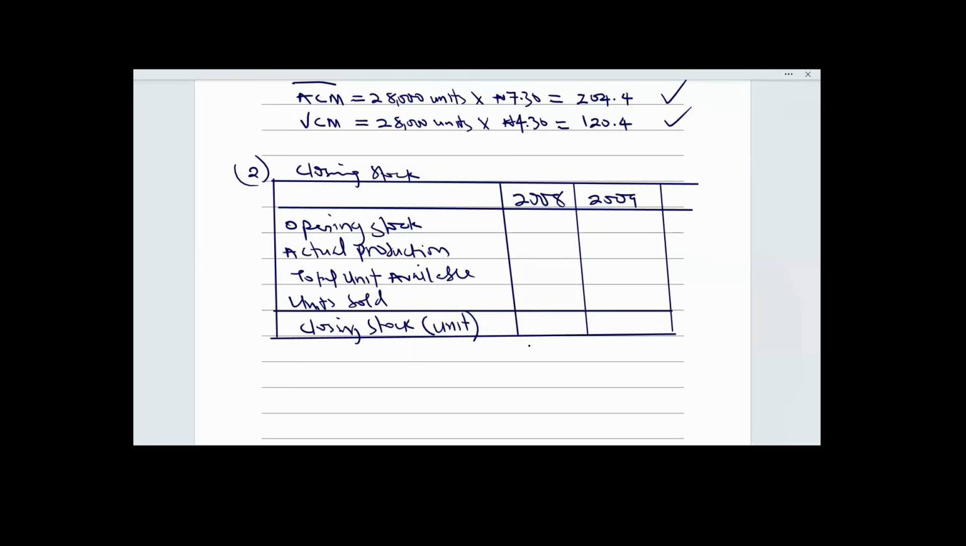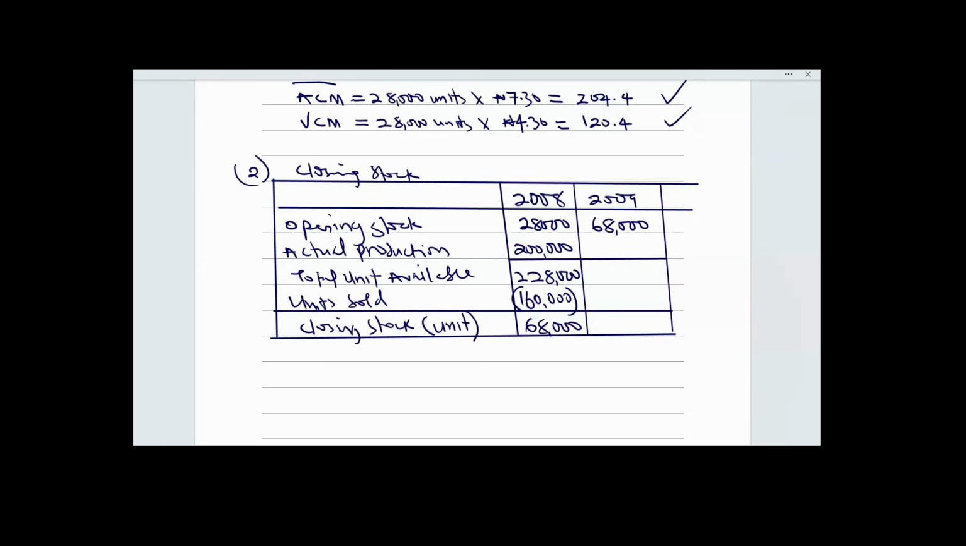In 2008, opening stock is 28,000. Then we produce an additional 200,000. Then we are going to have 228,000. In 2008, we sold 160,000 units. So closing stock will be 68,000. The closing stock in 2008 will become opening stock at the beginning of 2009. So here will be 68,000.